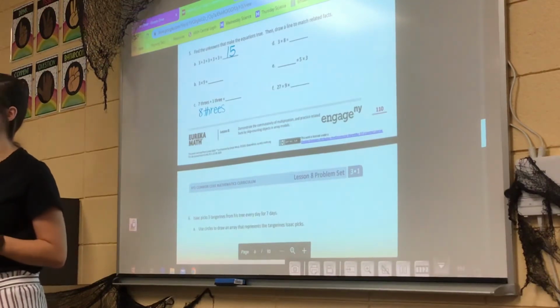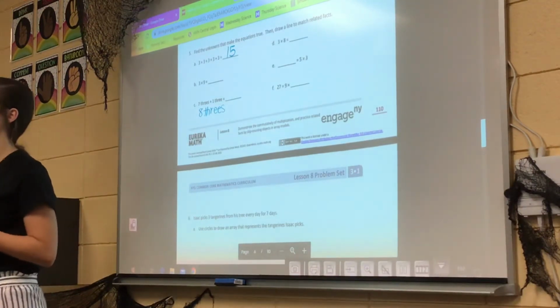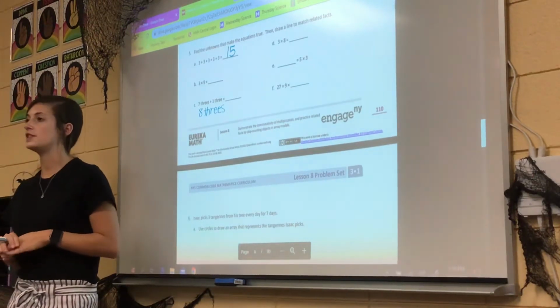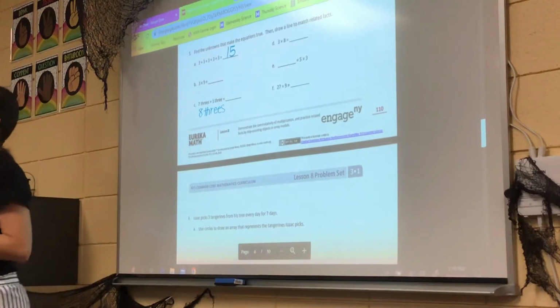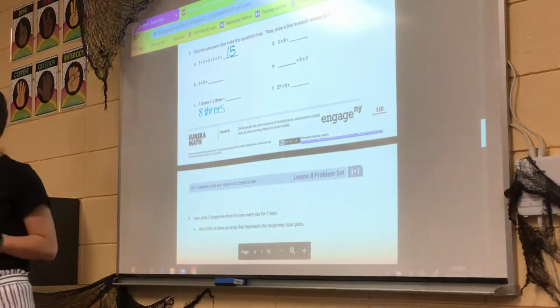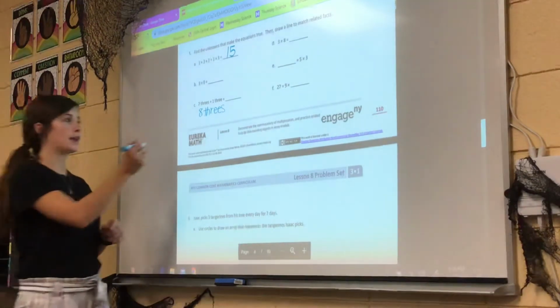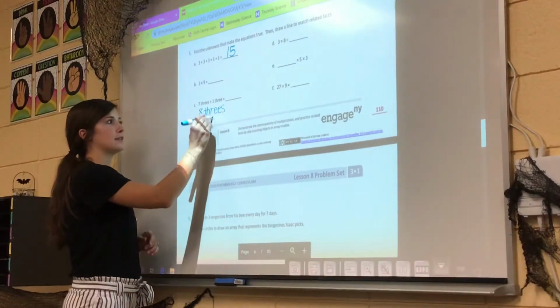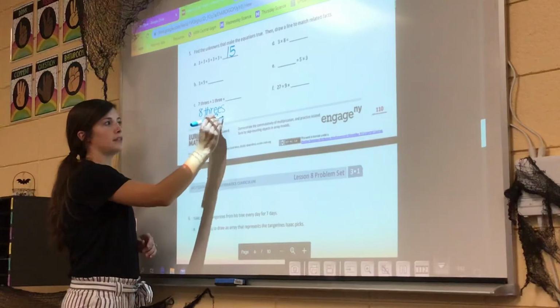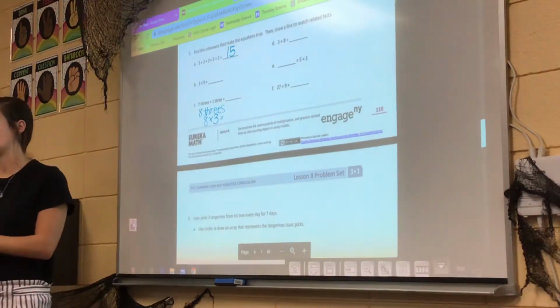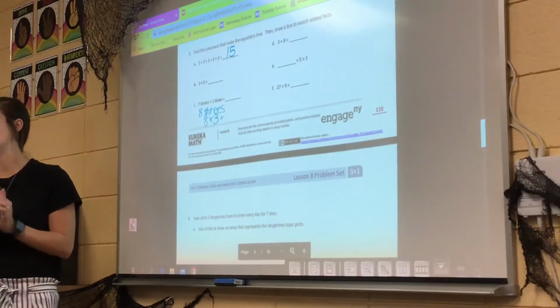Not 8. 8 threes would be, put it in a multiplication sentence. 8 times, Addison? 3. 8 threes would just say 8 times 3. What is 8 times 3? Nope. 8 times 3.